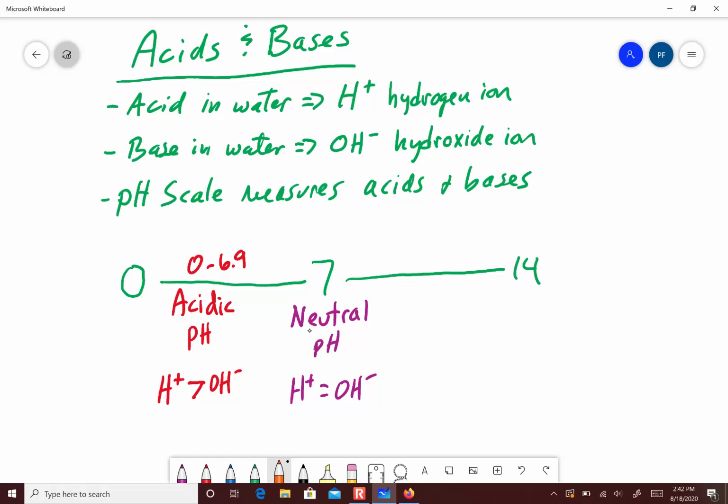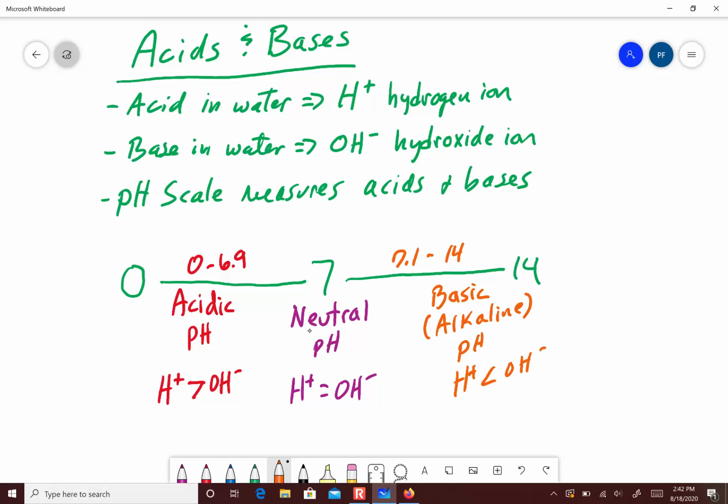And then anything higher than 7, 7.1 to 14, these are our basic, or what are also called alkaline pHs. So basic or alkaline pH is greater than 7, 7.1 to 14. So H plus would be less than OH minus.